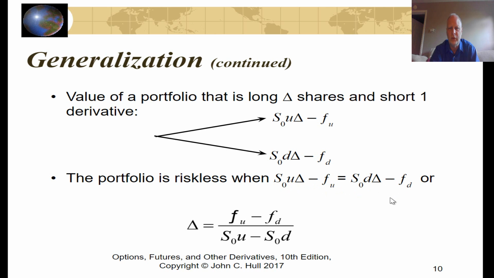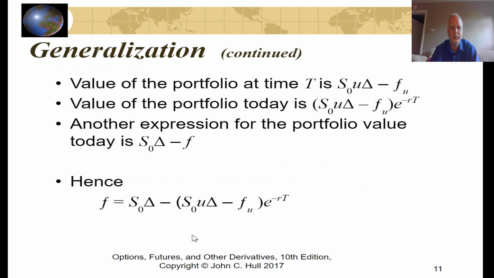And we can rearrange this and solve for delta. Let's say we take the f_u over here, then we'll have f_u minus f_d. We take the S0 d delta over here, and then we will have S0 u minus S0 d times delta. Dividing by S0 u minus S0 d, we get delta equals f_u minus f_d over S0 u minus S0 d. So for going long delta shares, we end up once again with a risk-free portfolio.